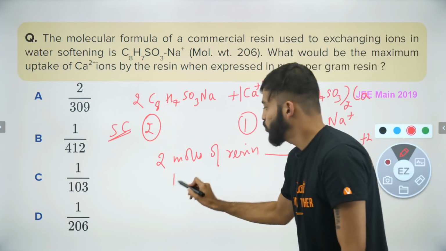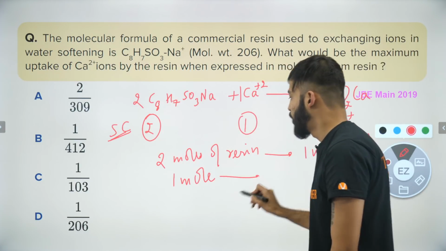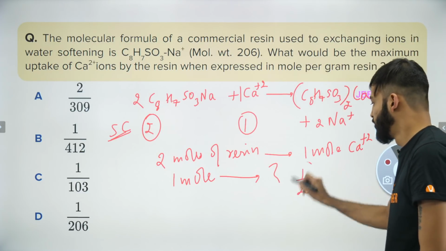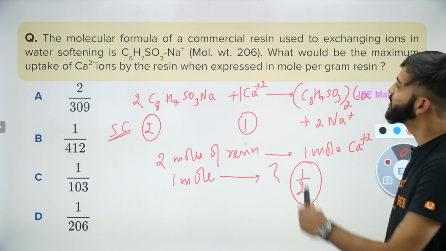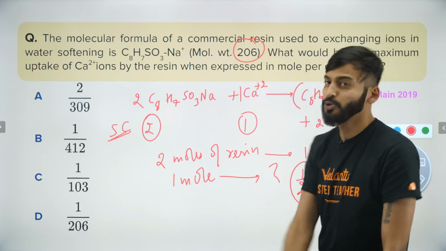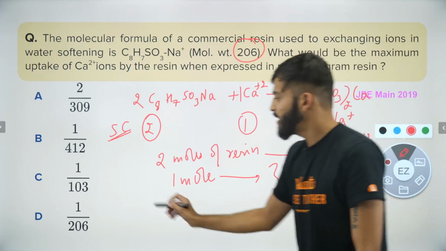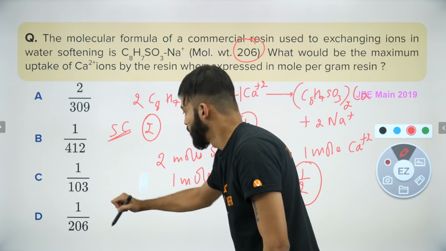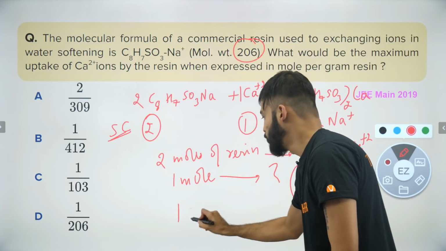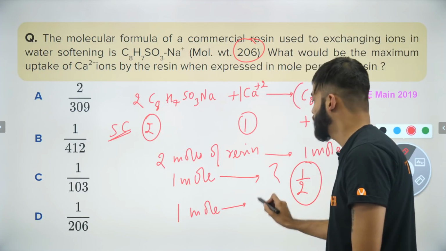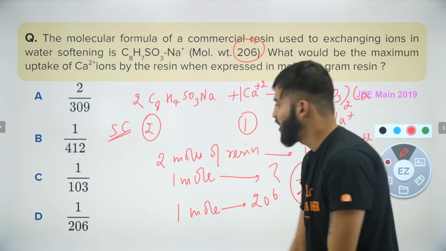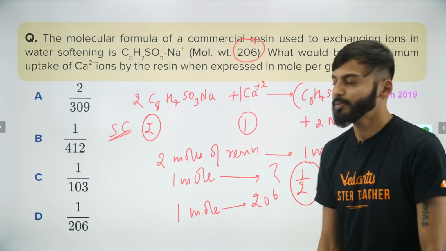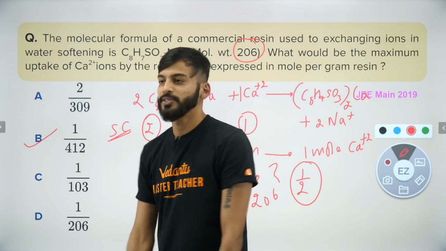This means 1 mole of resin will take how much, kids? You tell me. It will become 1/2. So for 1 mole of resin, the mass is given, the molecular mass is 206. So what will be the answer? 1/2 into 206. 1 mole weighs how much? 206. So half will weigh how much? Divide by 2. Divide by 2, what answer do you get? What will be the answer? Option B. I hope it is clear.